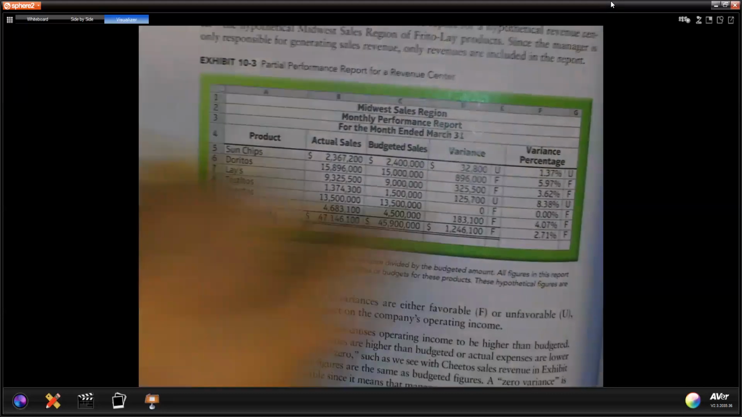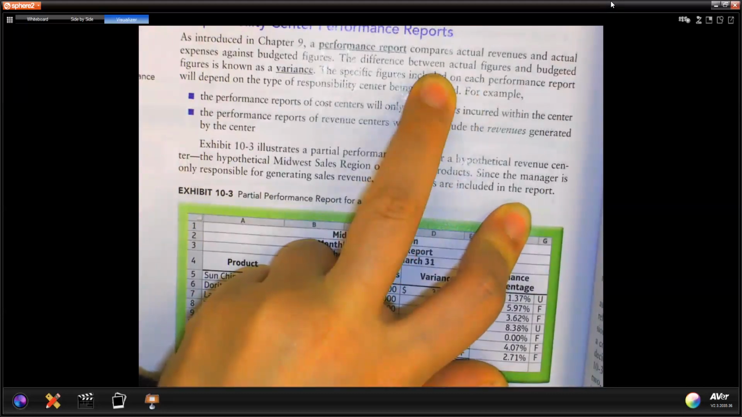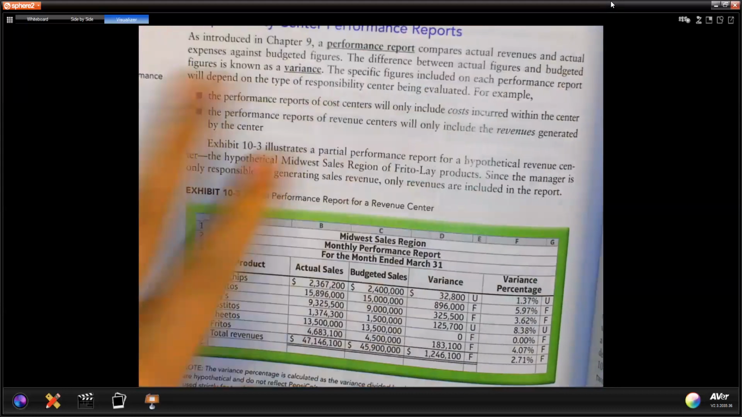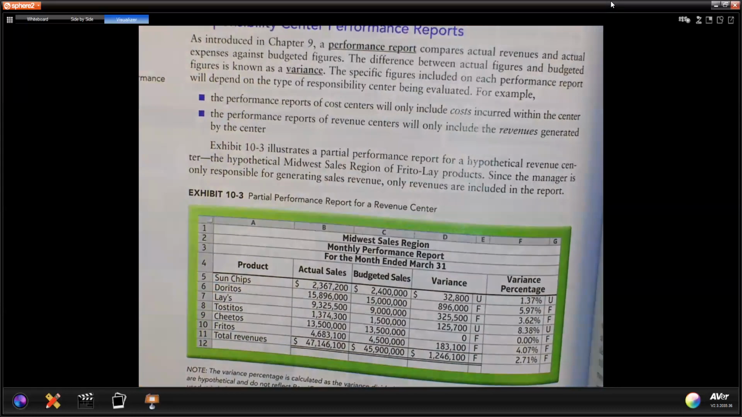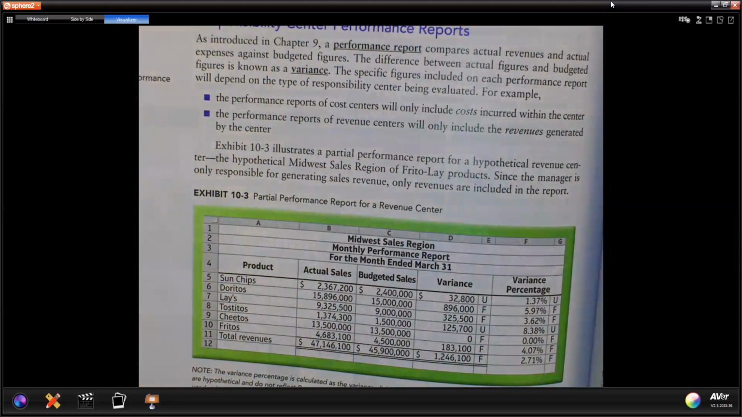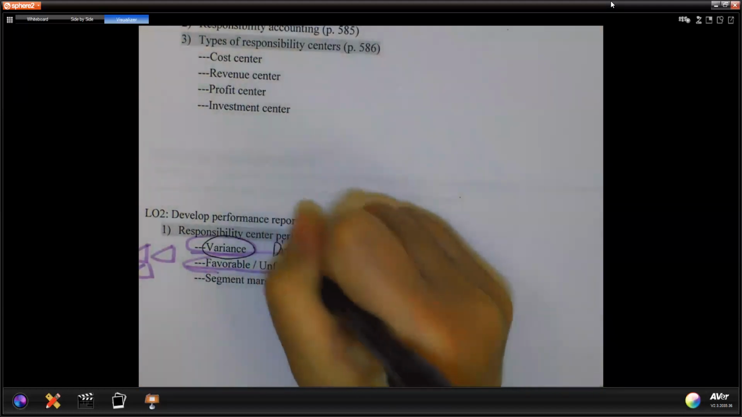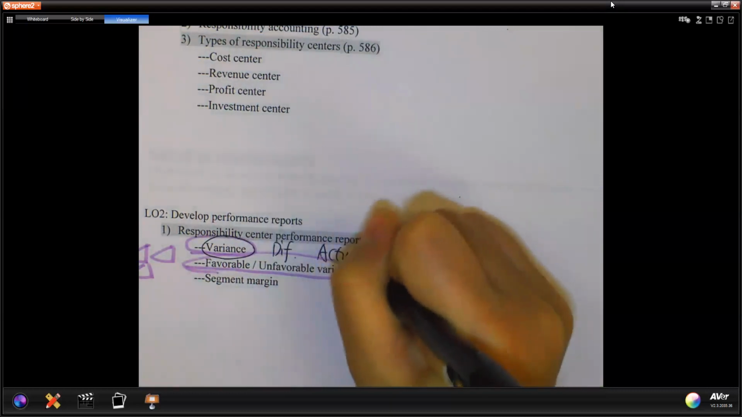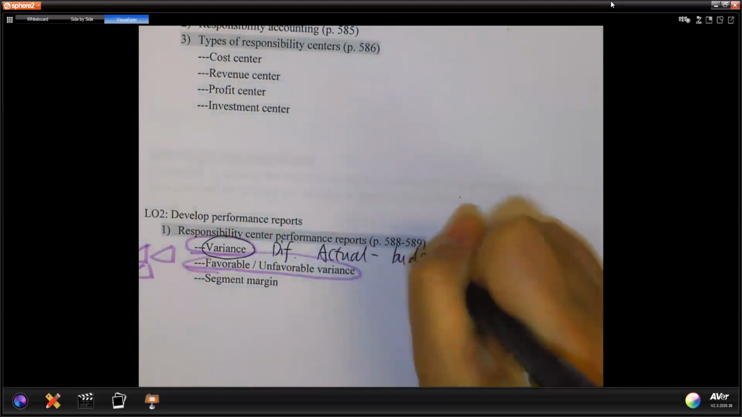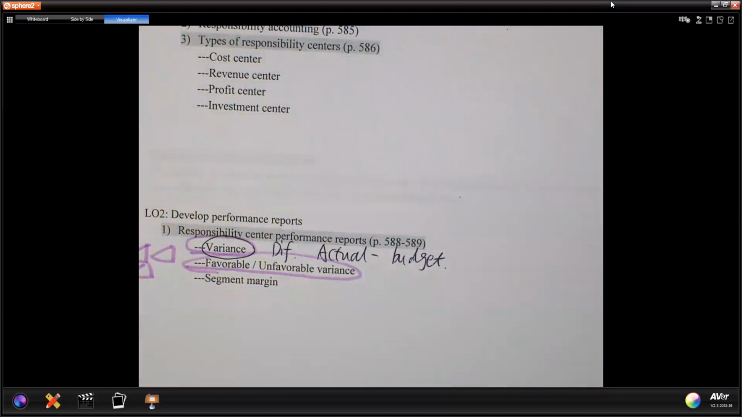Variance is the difference between the actual and the budgeted number. So variance is the difference of your actual and your budget. So what's the meaning? Think about this.